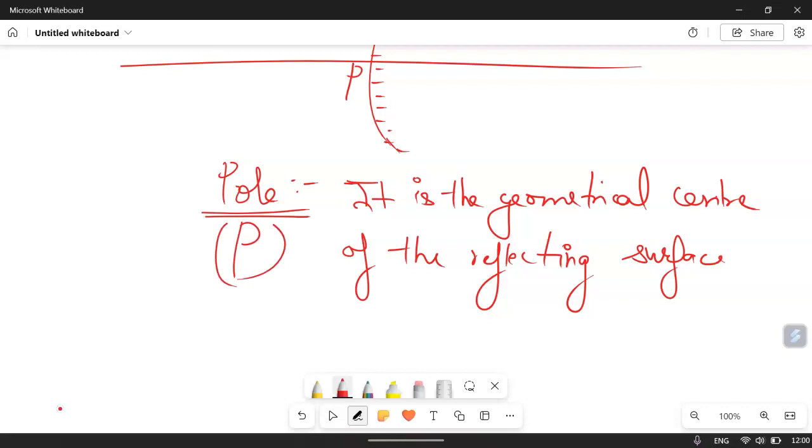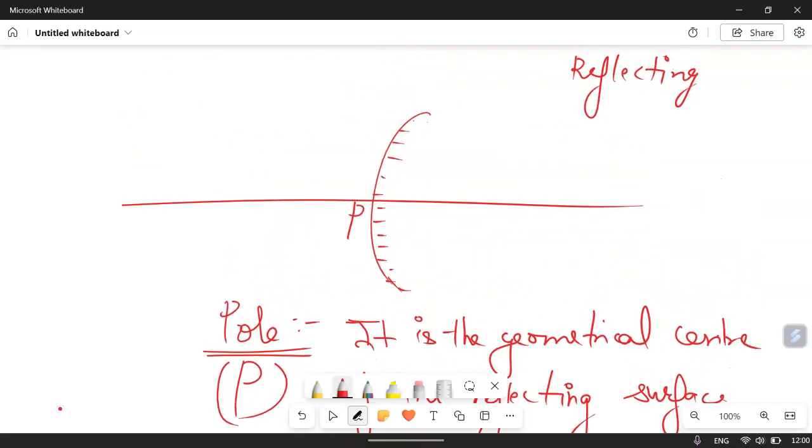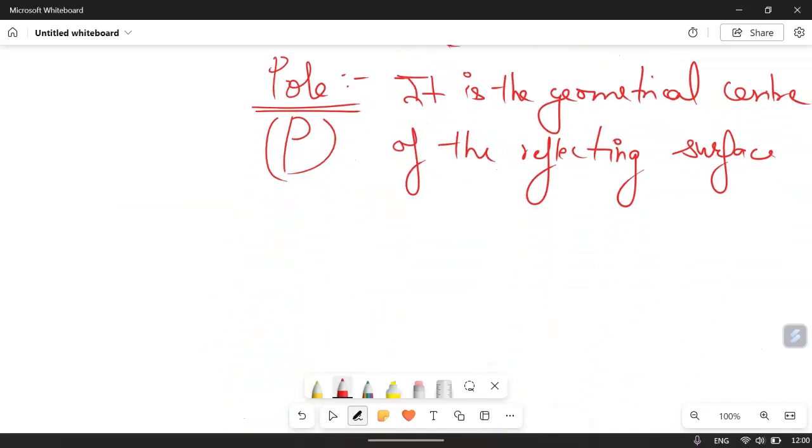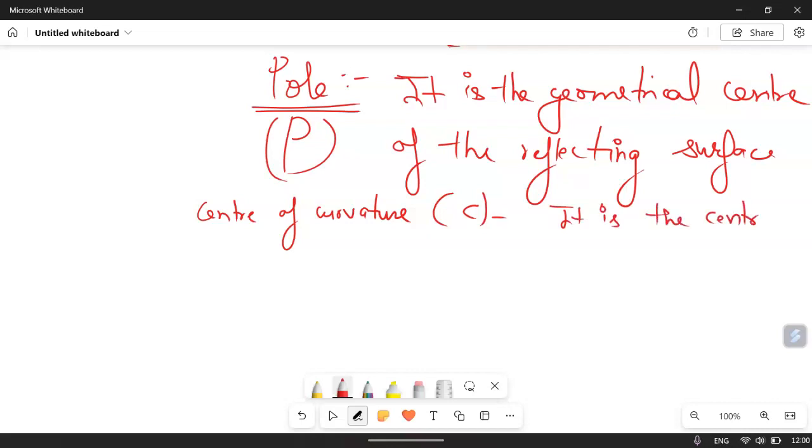Okay. Second thing we have to understand for any mirror like convex and concave, there is a center of curvature that is denoted by capital C. So let's read about center of curvature. What is that? Center of curvature. It is represented by capital C. Okay. अब ये क्या होता है? It is the center of sphere.